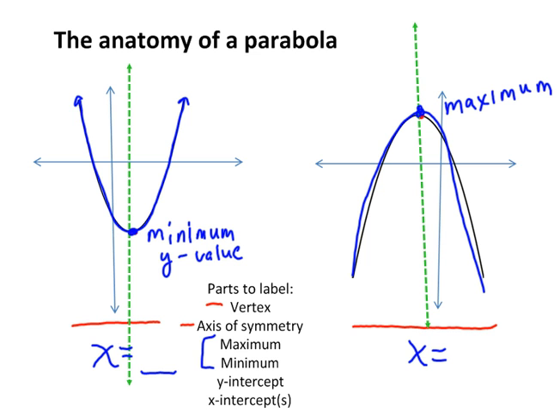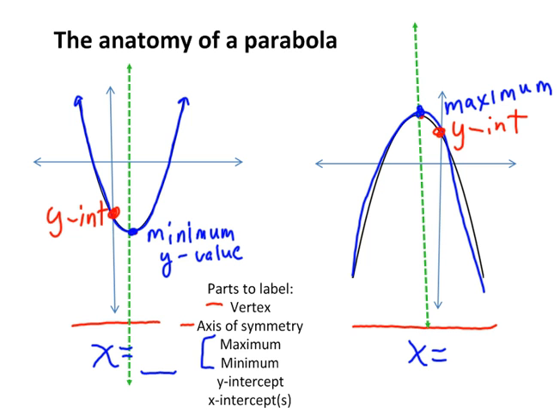Then we have the y-intercepts. The y-intercept is where it intersects the y-axis. So on this one, your y-intercept is right here, and you're just going to have one. Over here, your y-intercept is right here, and you'll notice on both of them you can only have one, and you're always going to have one.